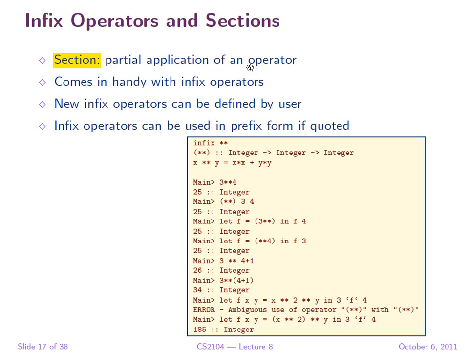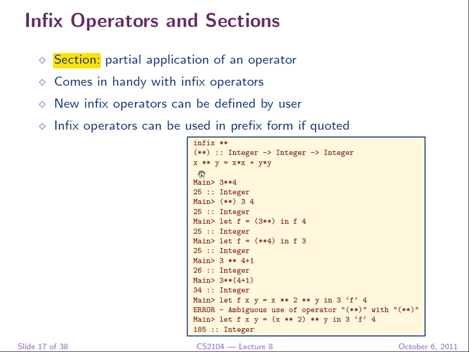Infix operators. So we like this thing about changing syntax, right? And we've done it in Prolog extensively. So let's see how we can define new operators in Haskell. For instance, we could define an infix operator, which we call double star. And we want double star to have this type, Integer to Integer to Integer, right?